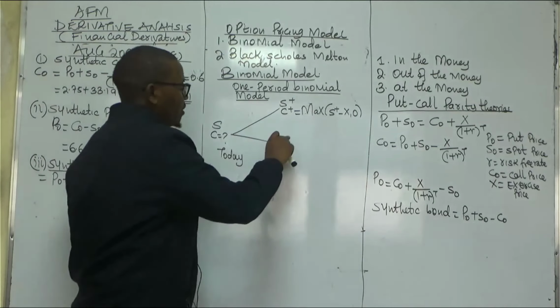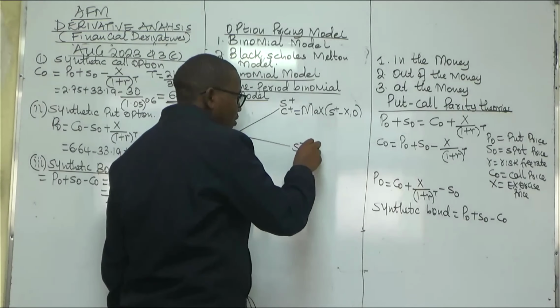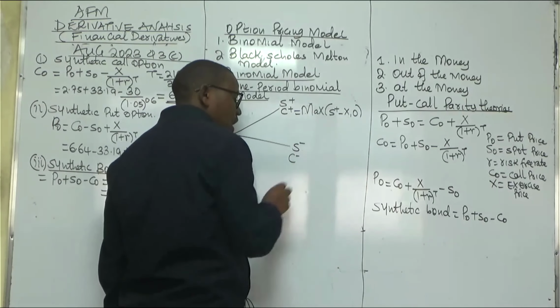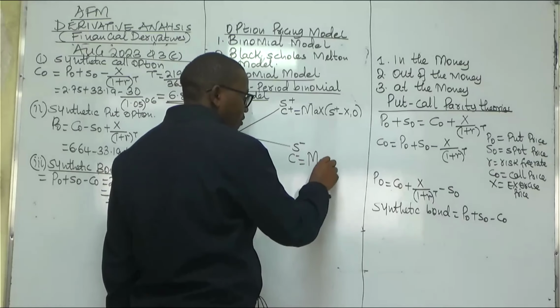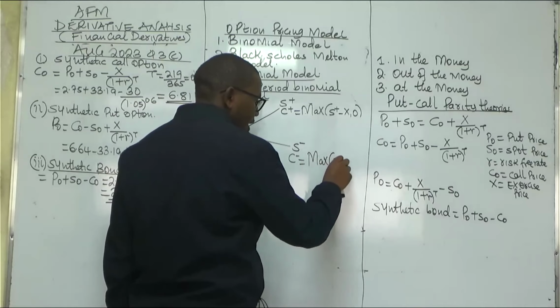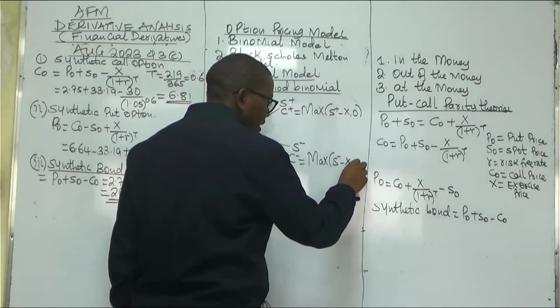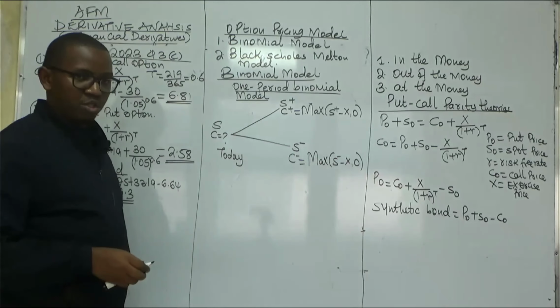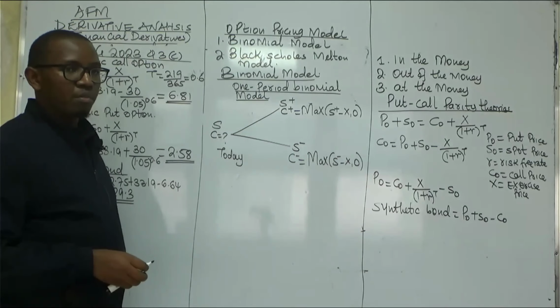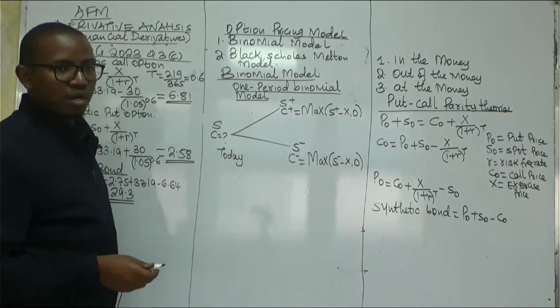When the price goes down, our call option should be the maximum of S minus, minus the exercise price, compared with 0. Now, this is what I mean.